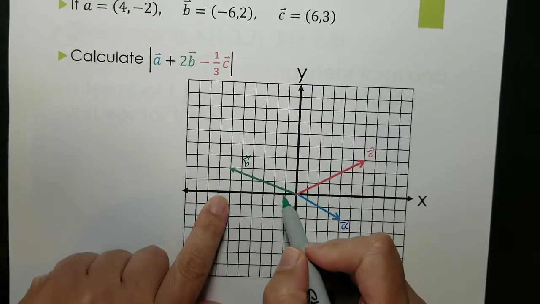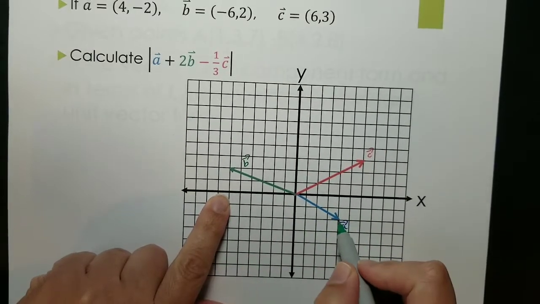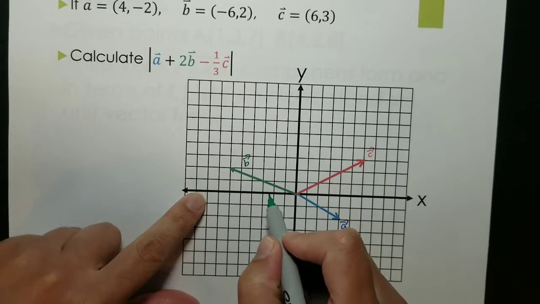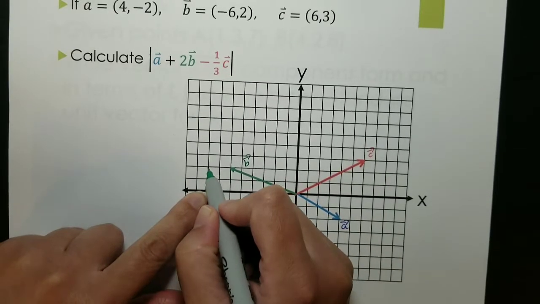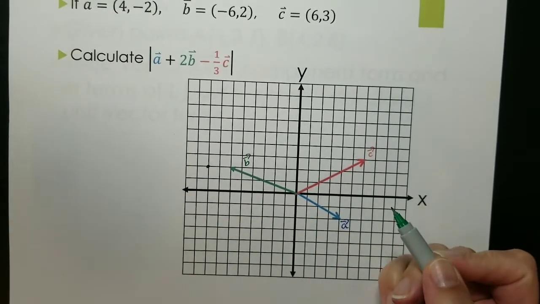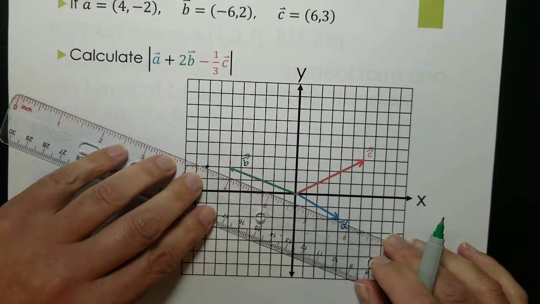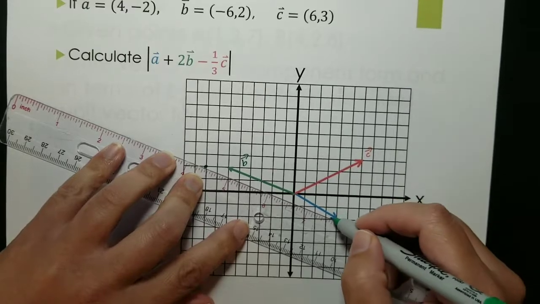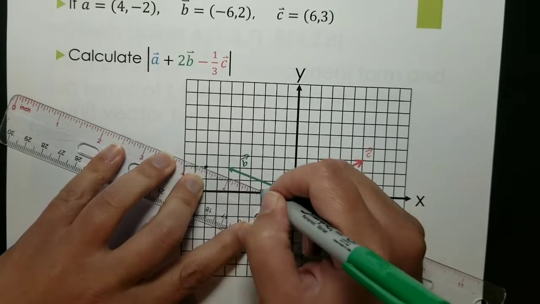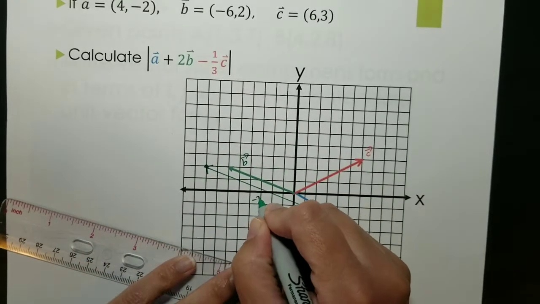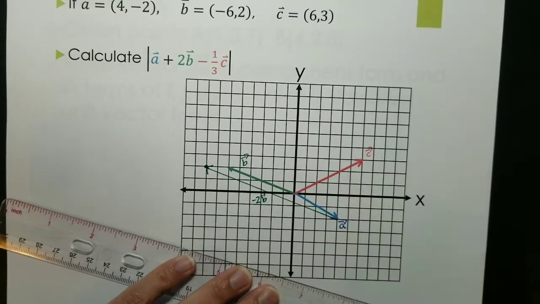So vector b goes 6 to the left and 2 up. So I'm going to do that twice. 6 to the left and 2 up, and then 6 to the left and 2 up. And I would get to that point there. So I'm going to take a ruler and draw that in. You'll notice how that's parallel to the vector b that I have here. Starting at the head of vector a, I'm drawing in 2 times b.